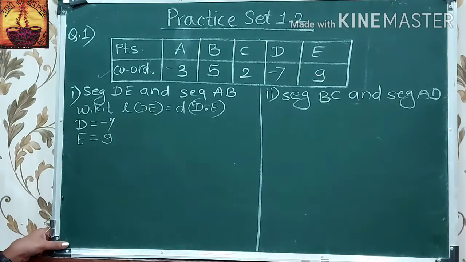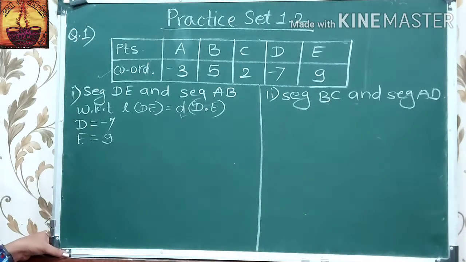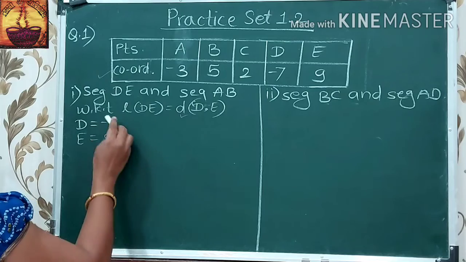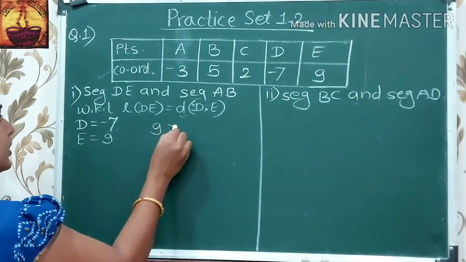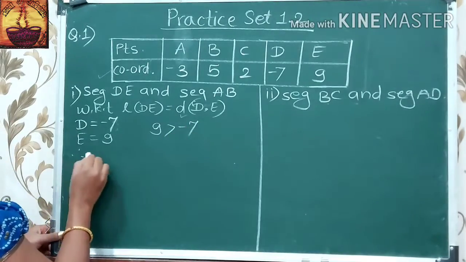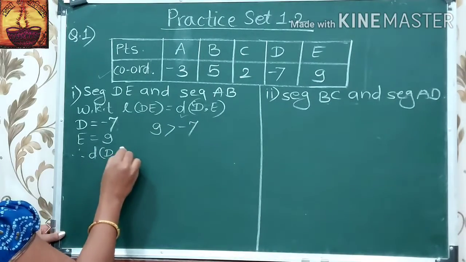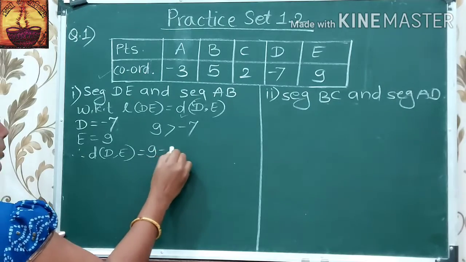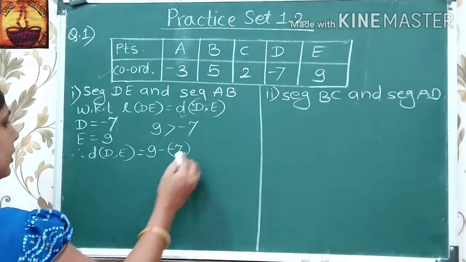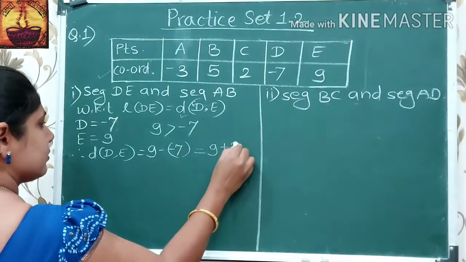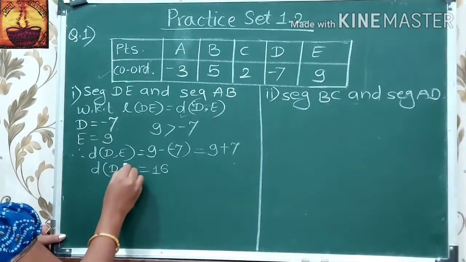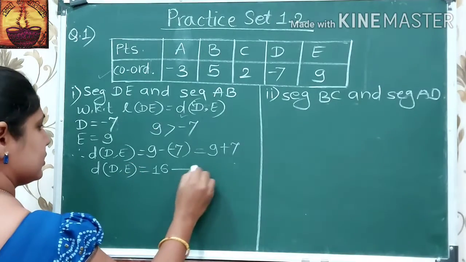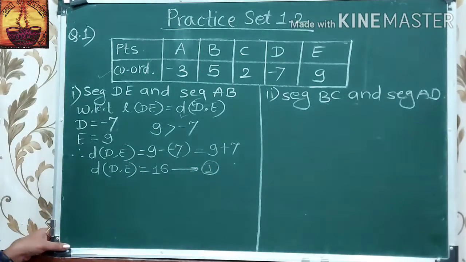We know that for calculating the distance between any two points, we subtract the smaller number from greater number. Here 9 is greater than -7. Therefore distance DE is equal to 9 minus of -7 is equal to 9 plus 7. It means distance DE is equal to 16. Let us consider it as number 1.